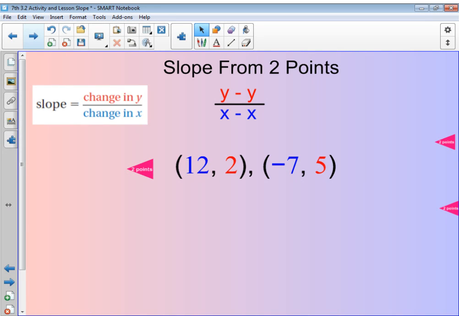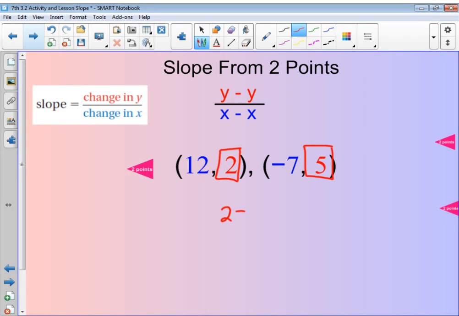Okay, so change in y's. So we're going to subtract between our y's. So here's our y's. Remember, they're the back set, so I'm going to just work left to right on this. 2 minus 5. Okay? Over. Here's my x's. So 12 minus negative 7.